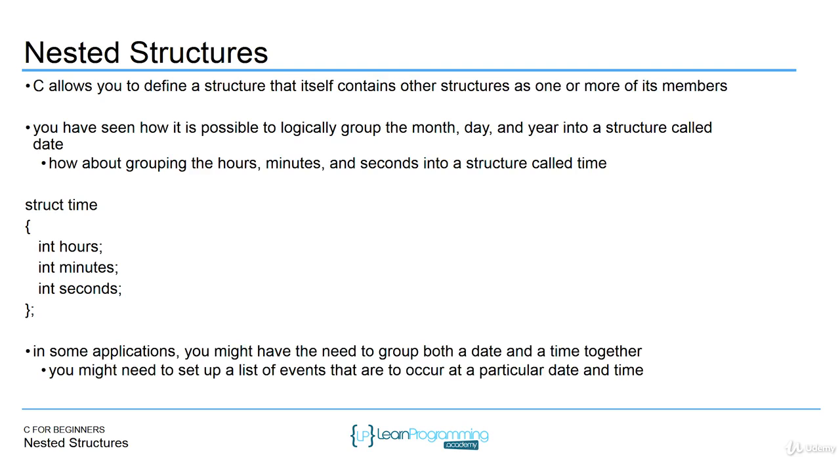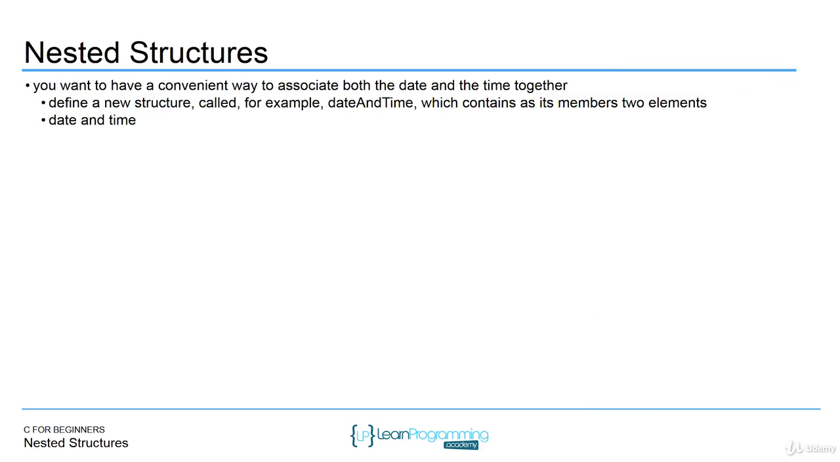What about, though, in some applications, you may want to actually group both the date and the time together. It would make sense, right? Because the date and the time are logically organized. They're logically together, right? They're logically grouped. So you could set up a list of events that are to occur at a particular date and time. And so this might be a very useful case where you'd want to use a nested structure. So you have a convenient way to associate both the date and the time together.